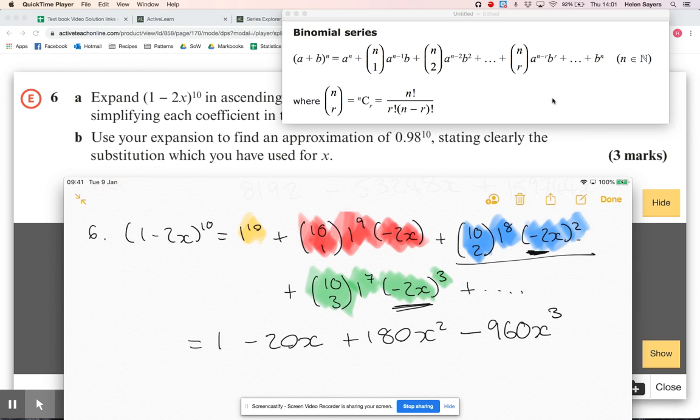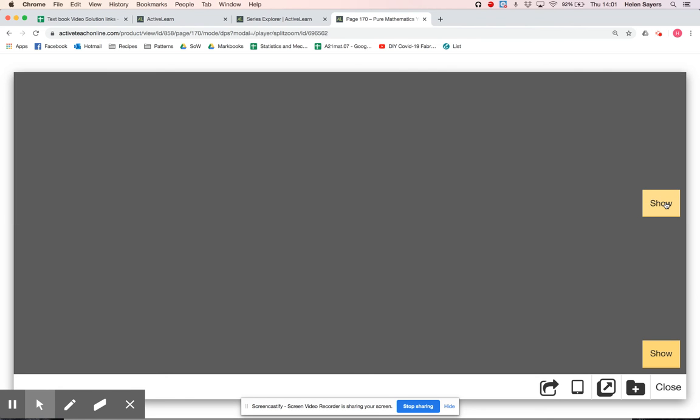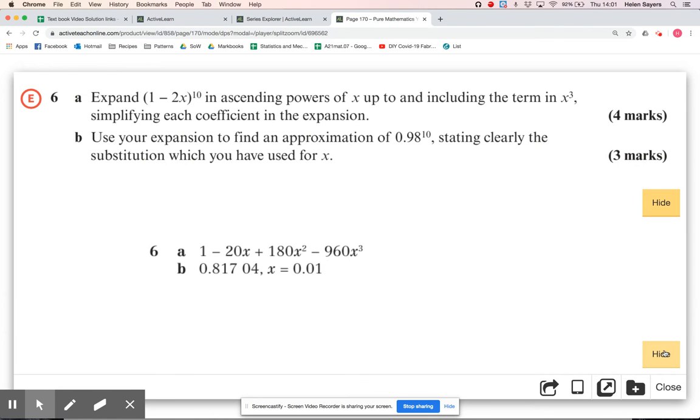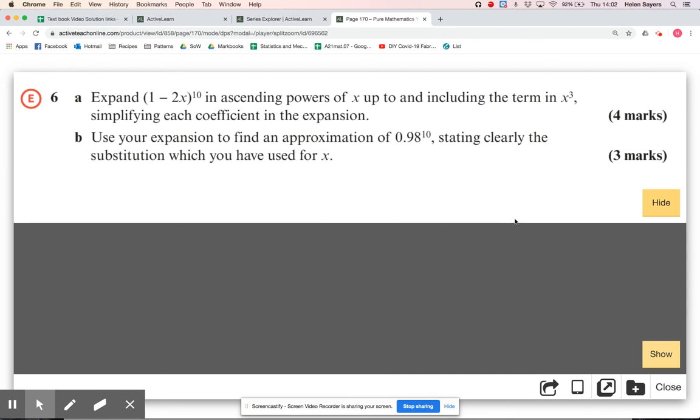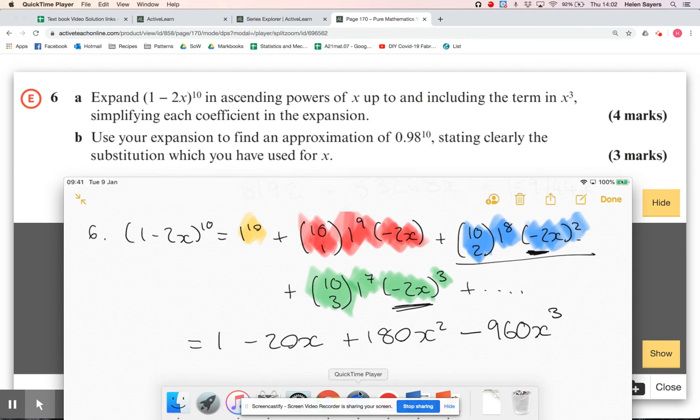x cubed. I'm just going to double check that before we carry on, so check I haven't made any mistakes. Oh, I'm sorry, one thing. 1 minus 20x plus 180x squared. Yeah, okay, I'm cool with all that. Okay, and then we've got part B. It's quite a common part B to a binomial expansion question.